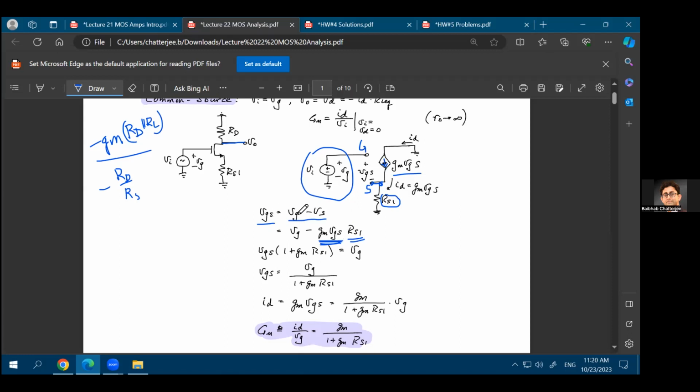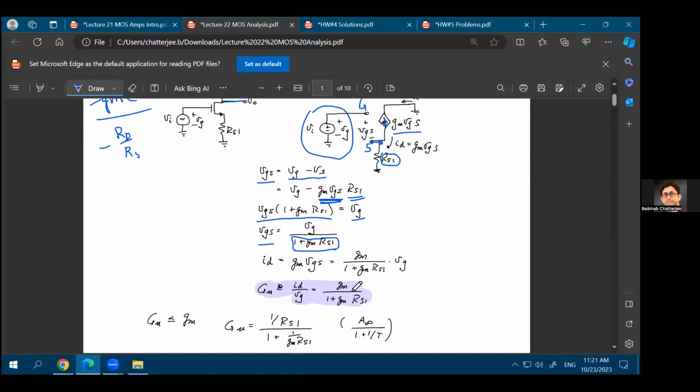And VGS can be written as VG minus VS, that will be equal to VG minus gm times VGS times RS1. So you can write VGS times (1 plus gm RS1) equal to VG. Or you can write VGS equal to VG divided by (1 plus gm RS1). Again, you see that this is the degeneration factor, 1 plus gm RS1. So your ID, that's the drain current, will be gm times VGS, which is equal to gm divided by (1 plus gm RS1) times VG.